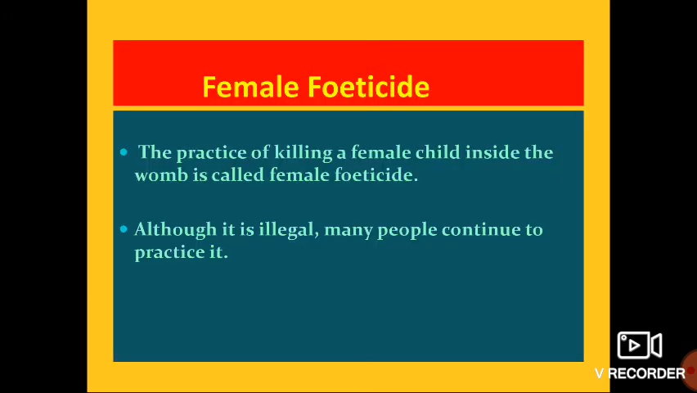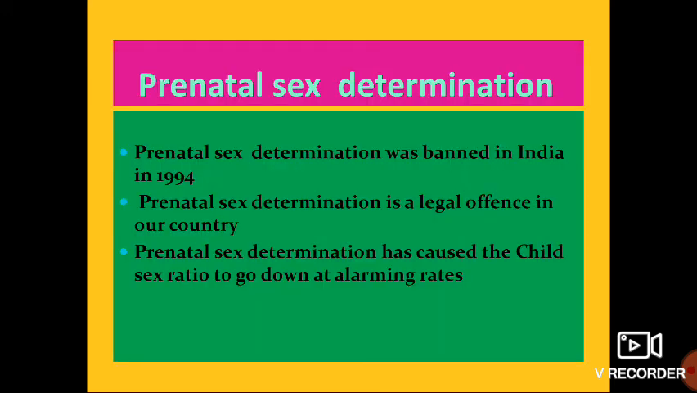Female feticide. What is female feticide? The practice of killing a female child inside the womb is called female feticide. That is, killing a female child inside the mother's uterus. That is called female feticide. Although it is illegal, many people continue to practice it.